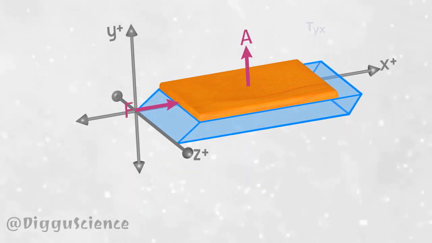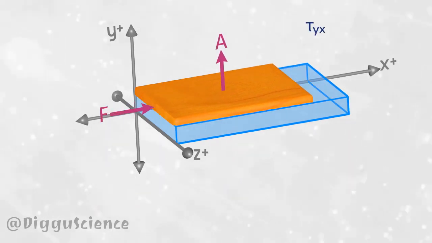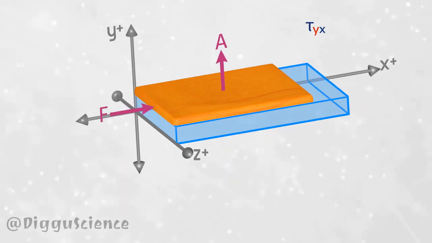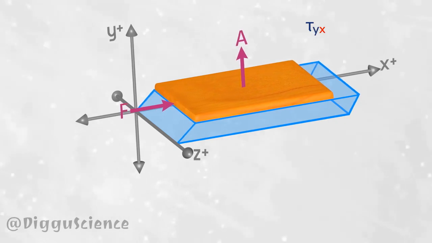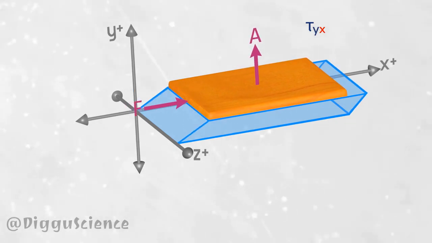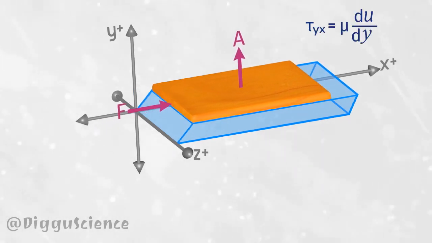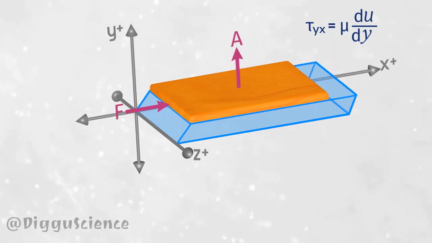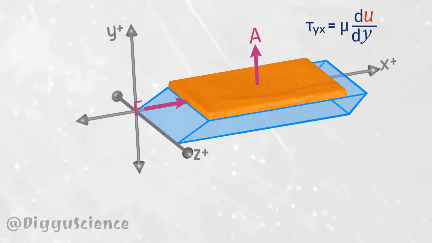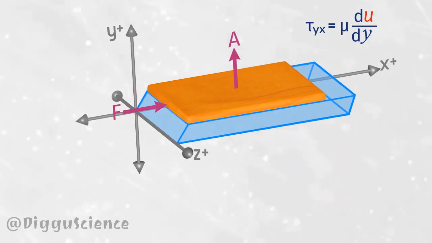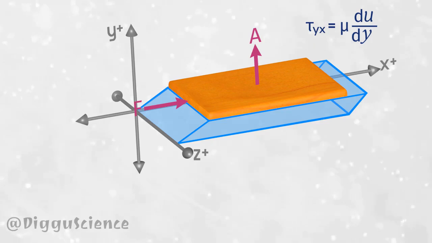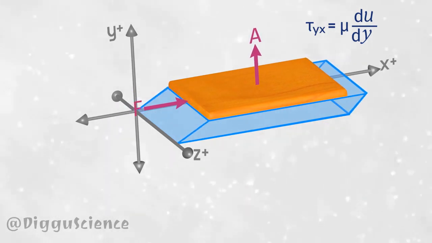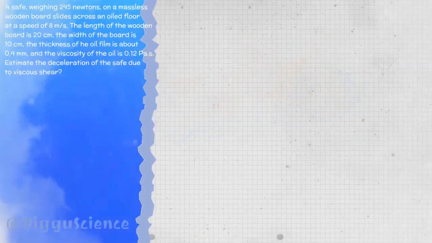The shear stress acting on the fluid layer can be written as tau yx. Remember, the first subscript is the normal direction of the surface, the second subscript is the direction of the force acting. Tau yx is equal to mu du dy. U is the equation of the velocity profile of each fluid layer in the x direction. This is a simple equation that we are familiar with. Let's go to the discussion sheet.